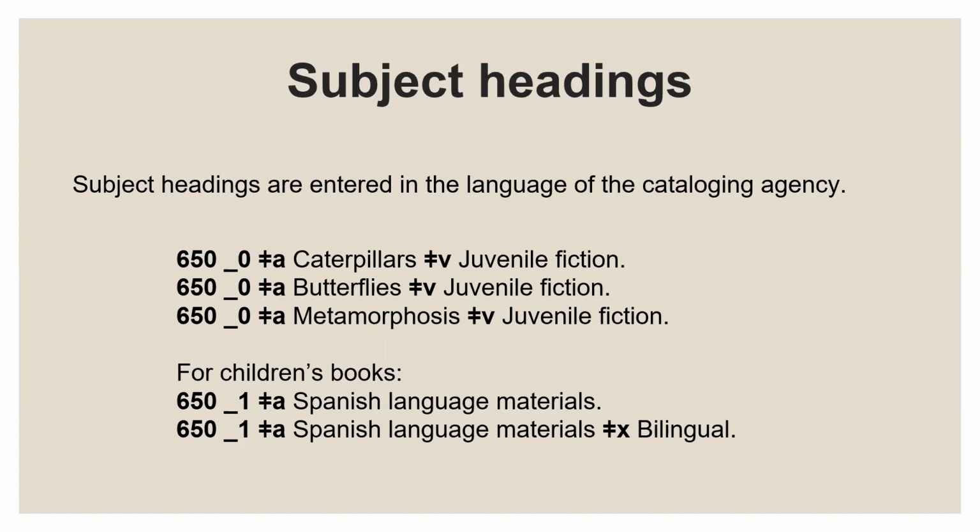Conversely, based on the scope note, we can use Spanish language materials, French language materials, German language materials, etc. as an LC genre form heading, coding them as a 655 second indicator 0 without the subfield 2 for adult materials. Be sure to check the authority file before adding a language as a 650 second indicator 1 or 655 second indicator 0, because many of the various languages are not in the authority file.